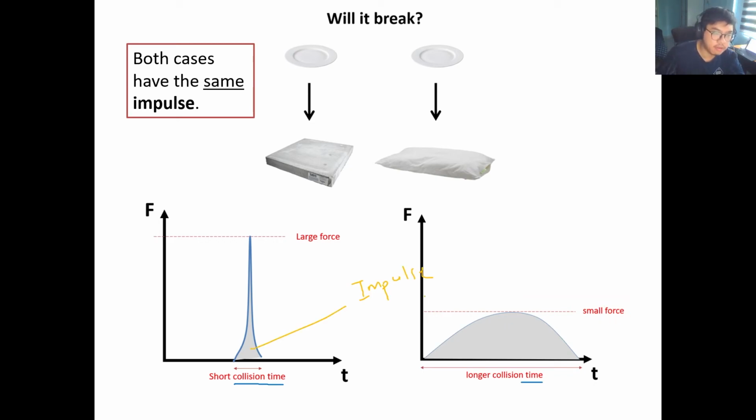So the area of the graph is the impulse. The impulse given to both objects is the same. It's just a matter of how this impulse is distributed. If it occurs in a short time, then it needs a large force to deliver the same impulse. If it occurs over a longer time, then the force has to become smaller in order to have the same impulse. So these two graphs explain why the plate breaks when it hits concrete, because it produces a large force, and why it doesn't break when it hits the pillow.